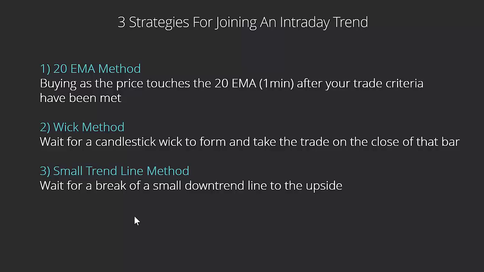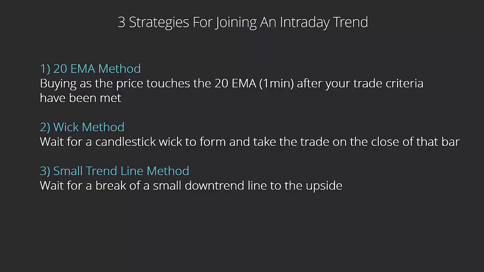Okay, so now how do we get on the trend? We've discovered that we've filtered out what is a trend in this strategy's criteria: good move, shallow pullback, etc. How do we get on it? Well, there's three ways of doing it. Number one is the 20 period exponential moving average method, or SMA, whatever moving average method.